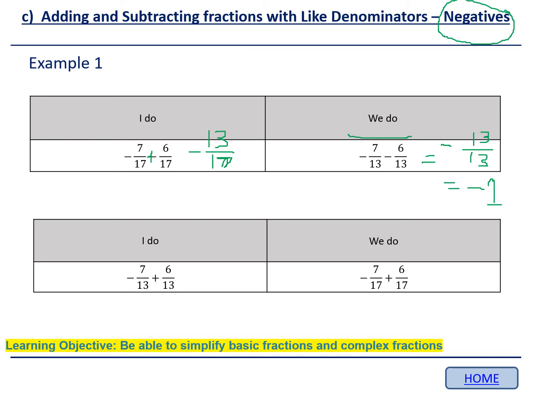So we've got minus 7 over 13 take away 6 over 13. Well, that's going to take us away from 0, like I was saying a minute ago. That's going to give us 13 over 13, and this is a whole, so it's going to be minus 1 as a whole integer.